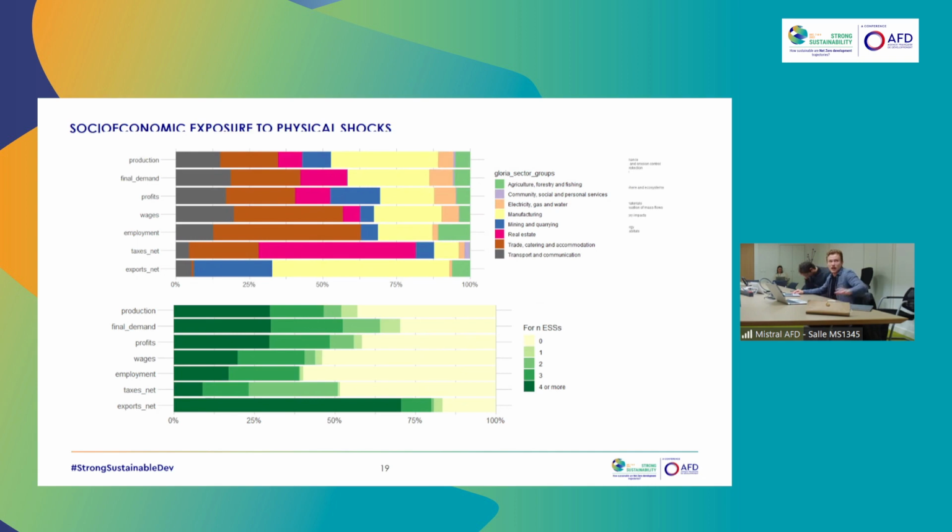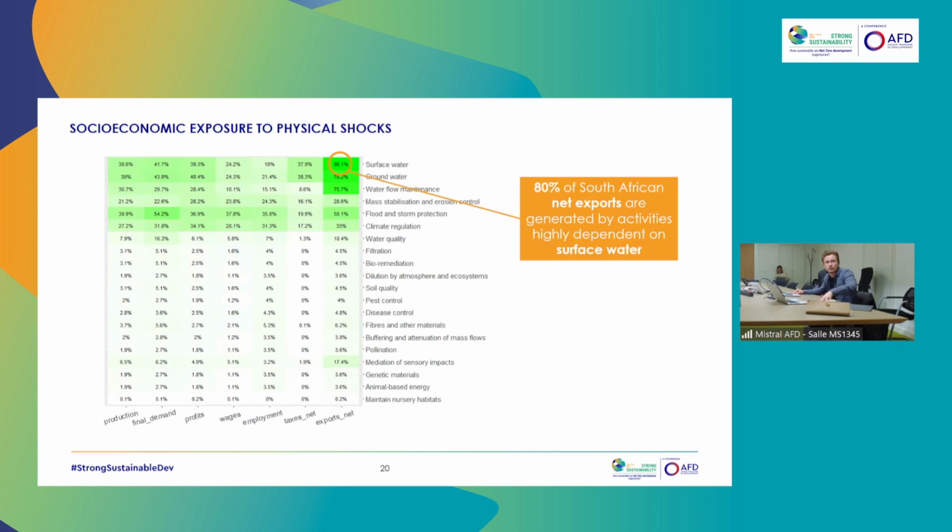And when we look at specific ecosystem services, we can derive, for example, that 80% of South African net exports are generated by activities highly dependent on surface water. And this is a clue to understand that water scarcity problems could have deep impact on the trade balance of South Africa and then on the capacity of South Africa to import stuff.